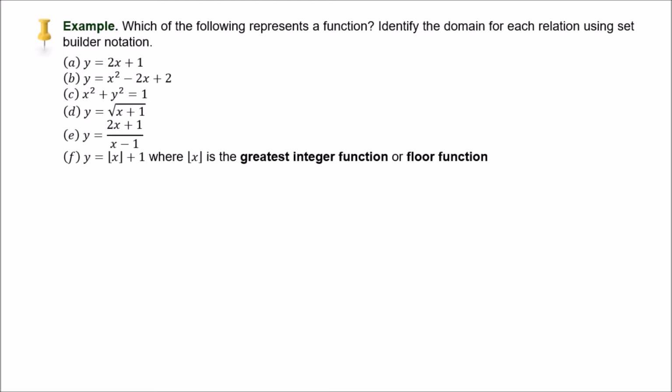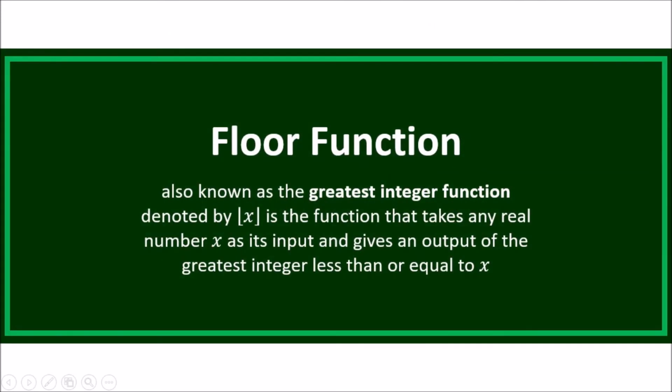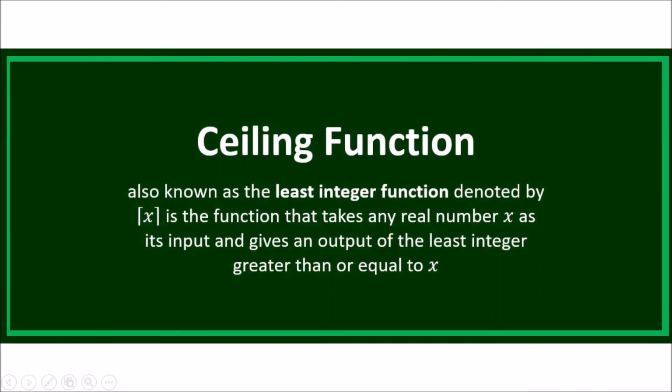The floor function is also called the greatest integer function. Let's try to define this function. The floor function, also known as the greatest integer function, denoted by this symbol, is the function that takes any real number x as its input and gives an output of the greatest integer less than or equal to x. There is also the ceiling function, also known as the least integer function, denoted by this symbol. The ceiling function takes any real number x as its input and gives an output of the least integer greater than or equal to x.